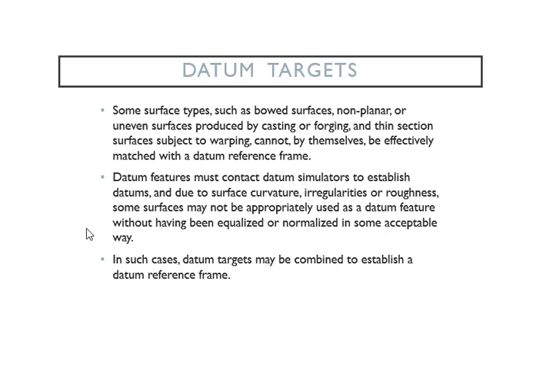So datum features must contact the datum simulator. Again, your datum simulators are some sort of tools to establish where the datums are, and also you have surface curvature, irregularities, and then your roughness. Some of the surfaces are not very appropriate to use as datum features. So we're going to take a look at what they are in this datum targets lecture. Okay, so in this case, we will use the datum targets instead of datum features, to establish the datum reference frame.